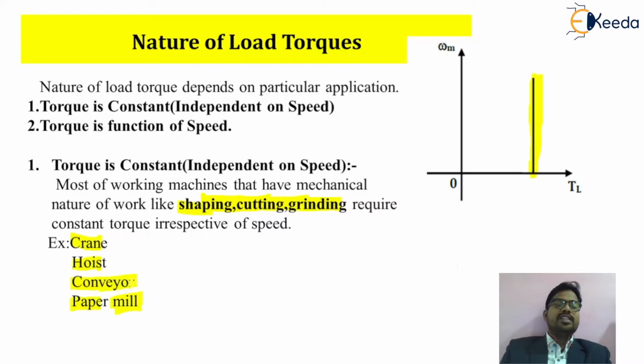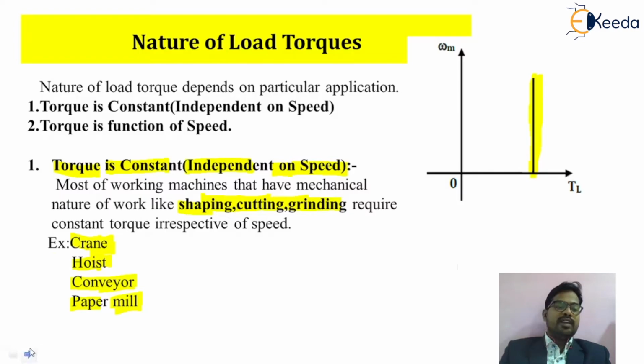So these are the various examples in which the load torque is constant, meaning it will be independent of the motor speed, and this will be the representation of the torque being constant, that is, independent of the speed. Okay, so this will be the first nature of your load torque.